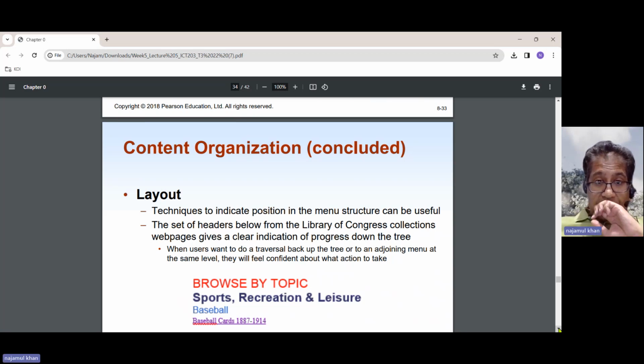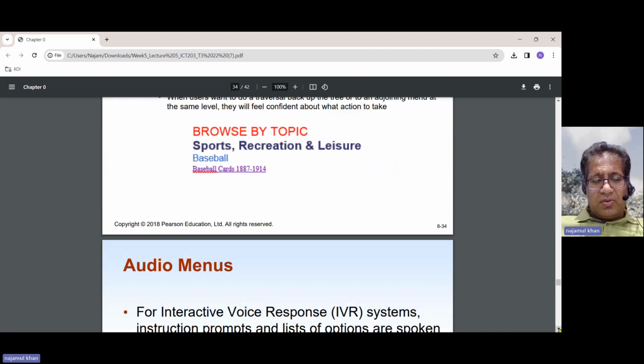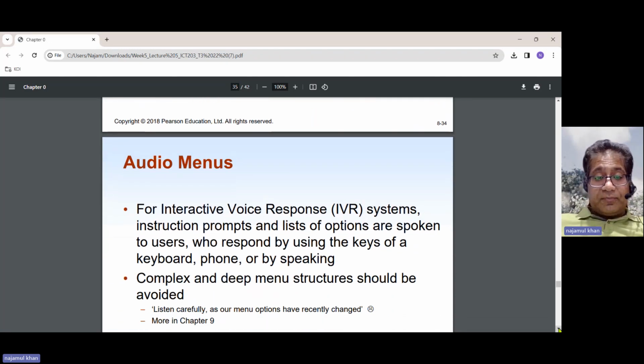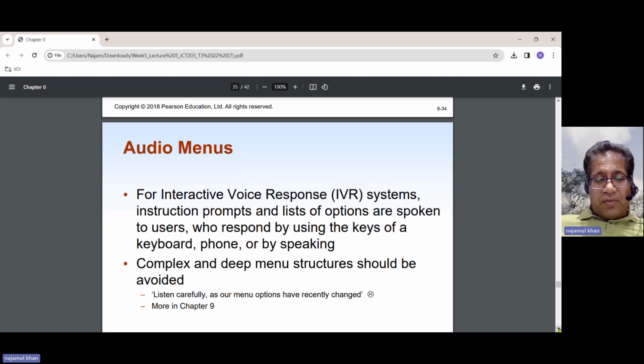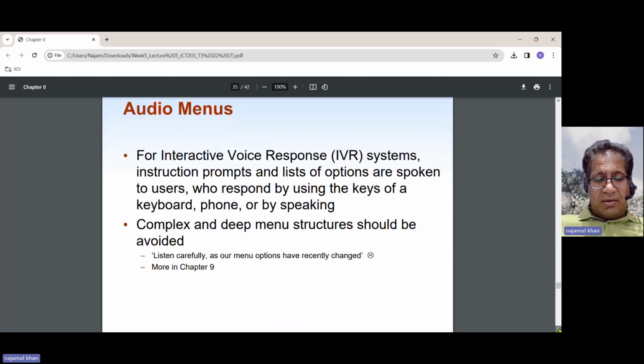If you are talking about browse by topic, there are some examples here, guys. I'm now going to audio menus, guys. This can be important as well for interactive voice response systems. Instructions, prompts, and lists of options are spoken to users who respond by using the keys of a keyboard or phone, or by speaking. So it's one way of doing it as well. We will cover that later on in chapter 9, but just some information here.